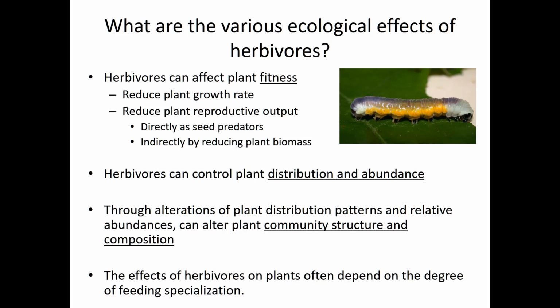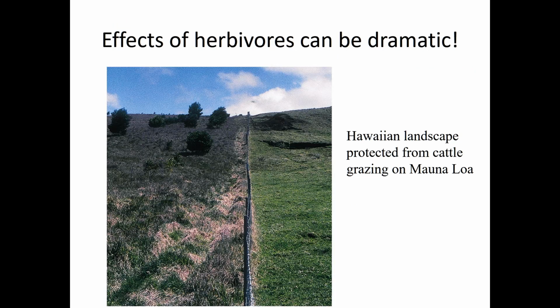Typically, the effects of herbivores that they have on plants depend on the degree of feeding specialization. So if they're very, very specialized, these herbivores can have a massive impact. If they're relatively generalized and eat lots of different things, their impact usually isn't quite as large. Here's an example of a generalist that can have a pretty big impact.